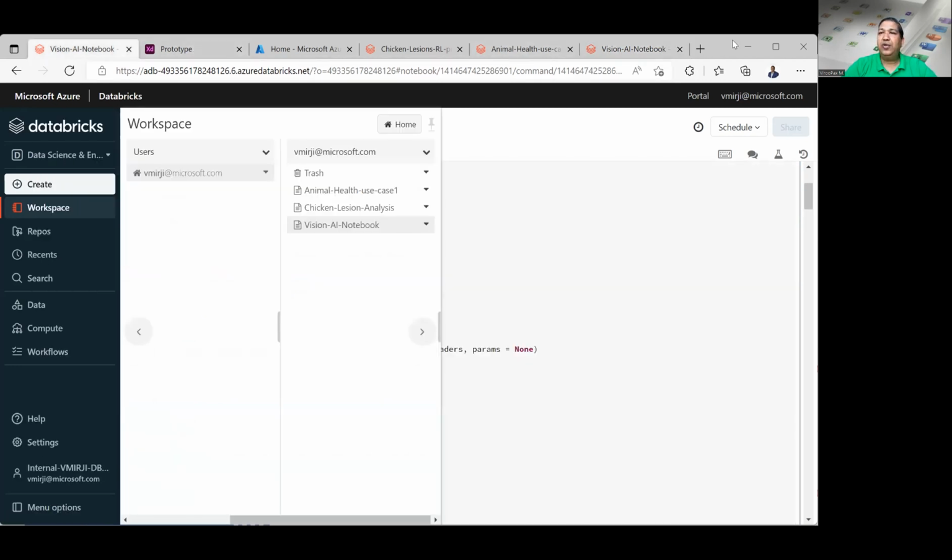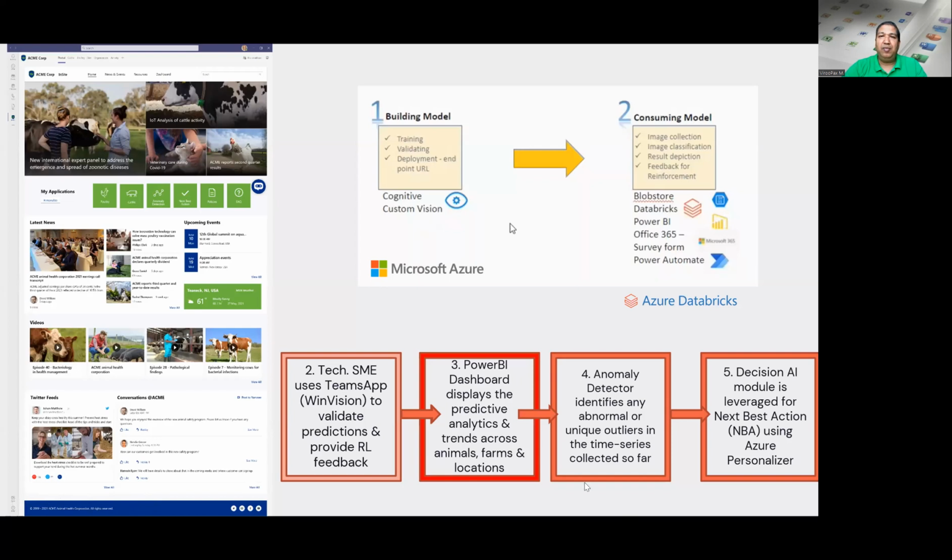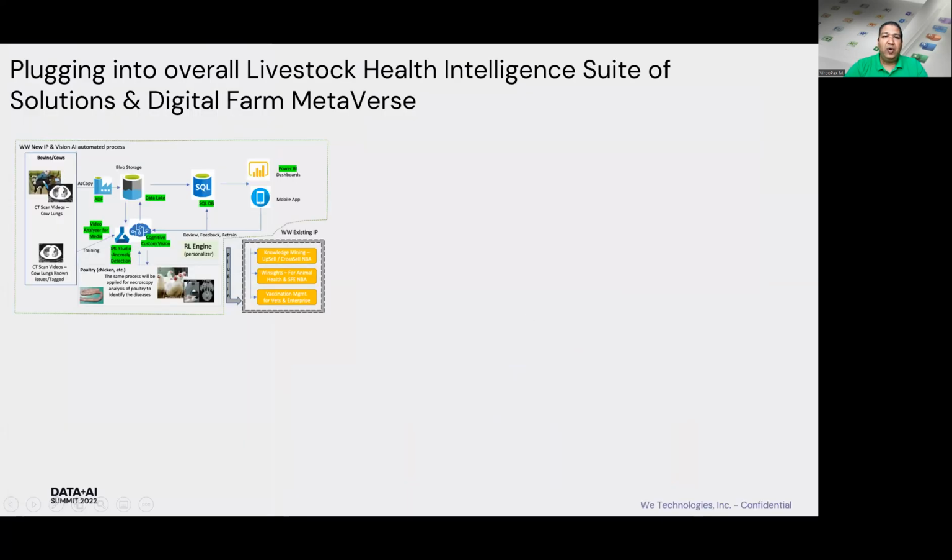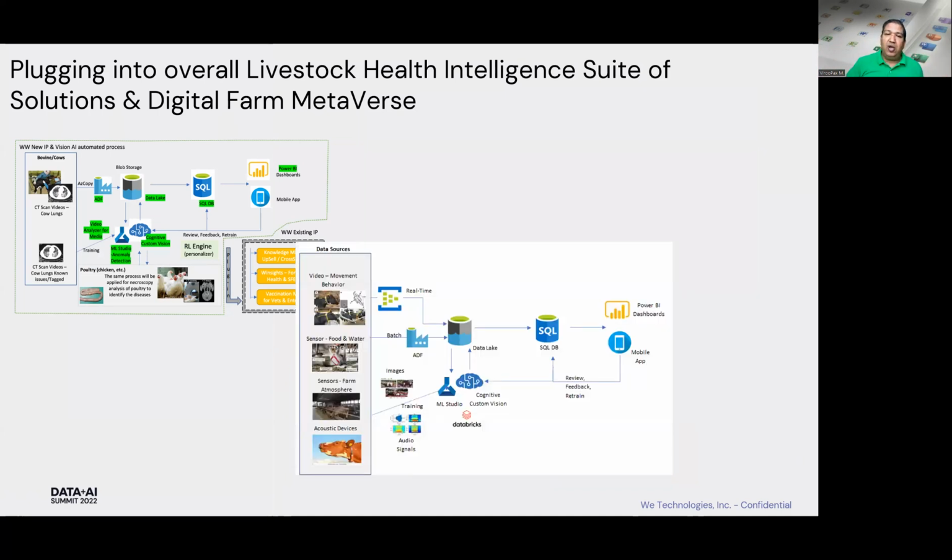So moving from that, I'll go back to the presentation and talk about the remaining portions of our experience, which is essentially what happens beyond this. Beyond the spectrum that we are looking at, we have a vision for livestock health intelligence monitoring. This particular piece is a small piece of the overall solution, and it can plug and play with the overall set of data sources coming in: new data sources for movement behavior, videos, sensors, food and water related sensors, atmospheric sensors, farm level sensors, and geo level sensors, that can be used with acoustic devices, also listening into the audio and converting that into intelligence that can be used in good decision making.